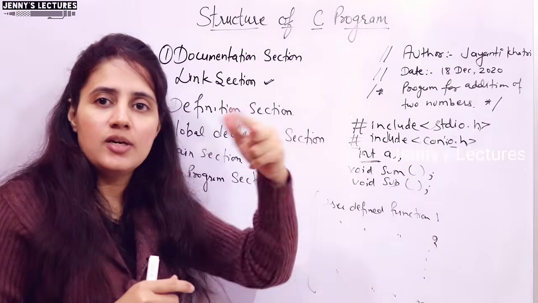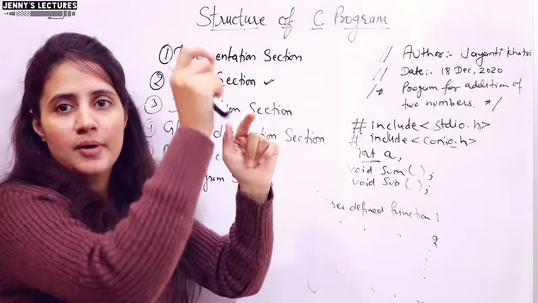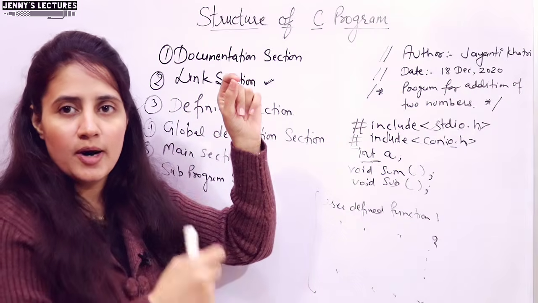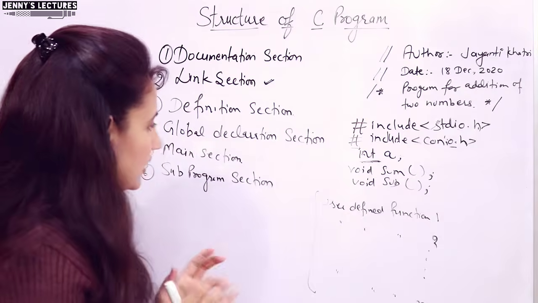And both the declaration and executable parts come within curly braces: void main, then curly braces, then the 2 parts, and then the closing of the curly braces, right? Now let us see one example.